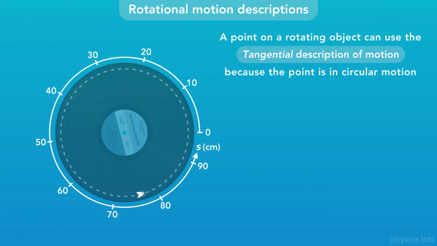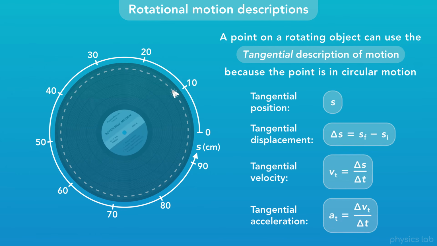So we could say that a point on a rotating object can use the tangential description of motion because that point is in circular motion. That means we can describe the motion of the fly using the variables, equations, and units of the tangential description of motion. We can measure the distance the fly travels using a unit of length, like meters or centimeters. We already knew that circular motion uses the tangential description, so why is this important?